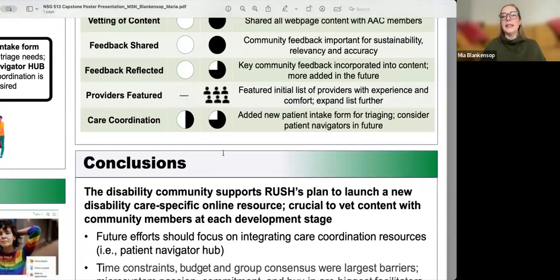Now for care coordination, that's another thing we can really expand on. We don't have a care coordinator team working behind this webpage. We do have a couple of people who are able to help a little bit. It would be really nice to have a committee or a very specific care coordination team that is able to have a generalized email or phone number and help. That is going to be in the future. But we did add that new patient intake form for triaging, and we do want to consider those patient navigators in future.